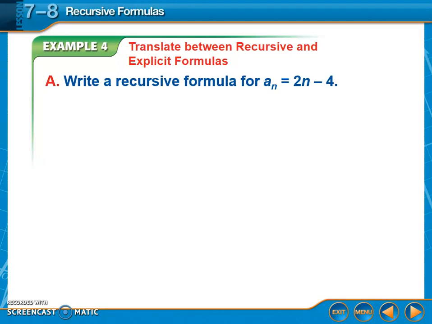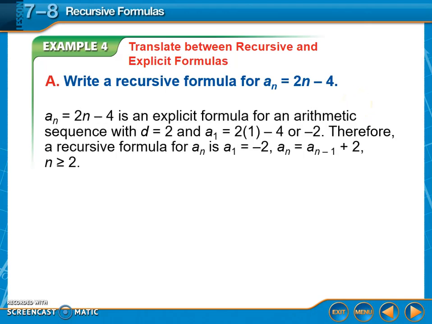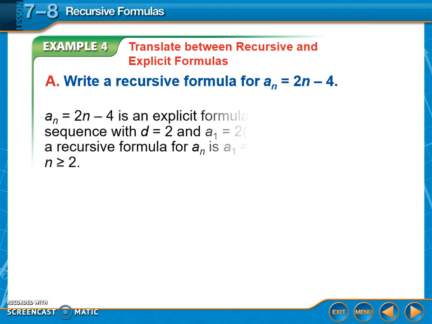Okay, the last thing we want to be able to do is to translate between recursive and explicit formulas. So this currently is an explicit formula, and we want to write a recursive formula. This is what we learned before. This is for any n that you want to find out. If you want to find out the fifth term, you put in 5 for n and you can do it. But if we want to switch this to a recursive formula, we need to figure out what our difference is.